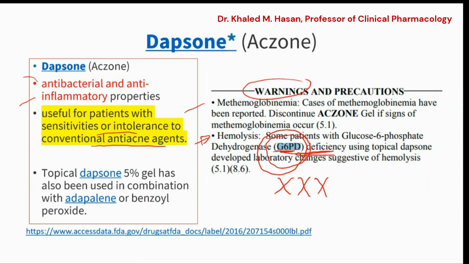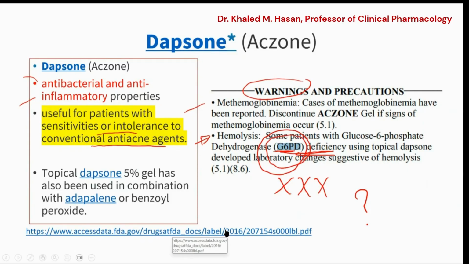Okay, glucose-6-phosphate dehydrogenase deficiency. So dapsone is one of these medications. So we can ask a question: which of the following topical medications is not allowed to be prescribed to patients suffering from G6PD deficiency? Does that make sense? Okay, this is a question here.